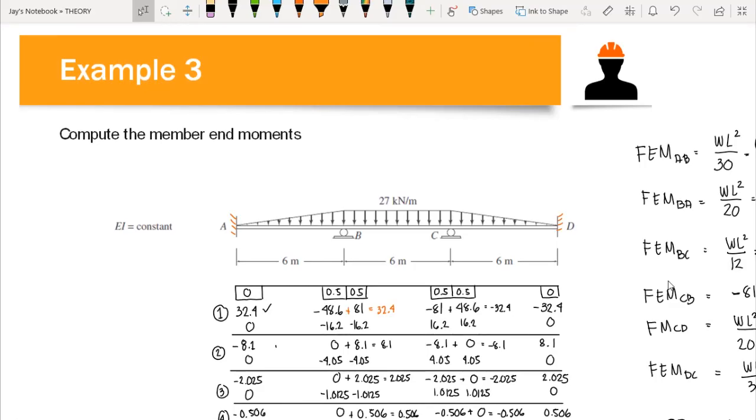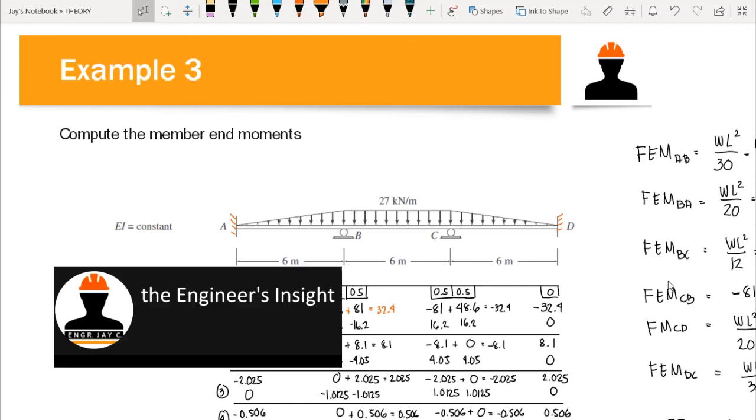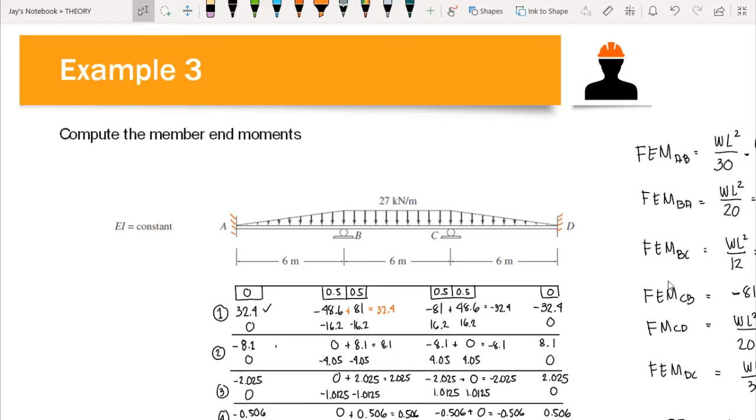Now on the third part, we will try to apply moment distribution method in the analysis of frame structures. If you wish to continue my discussion regarding MDM, just look for the link of the third part in the description below.